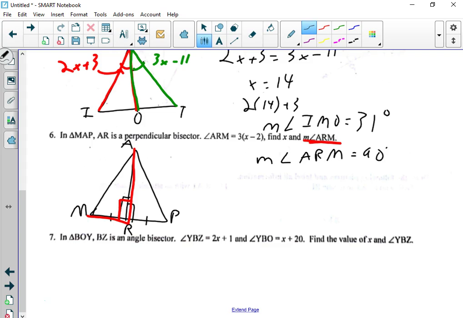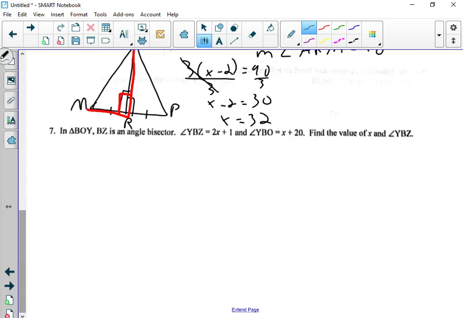Well, ARM, besides being 90, is also this. So we just say 3 times x minus 2 equals 90. Now we talked about this in the review. I could distribute the 3, but since 90 is a multiple of 3, I'm going to get rid of it. Why send it in and then divide it back out again? Seems silly. So I'm going to do that and get x minus 2 equals 30. X equals 32. There's my 2 answers. Last one on this page.